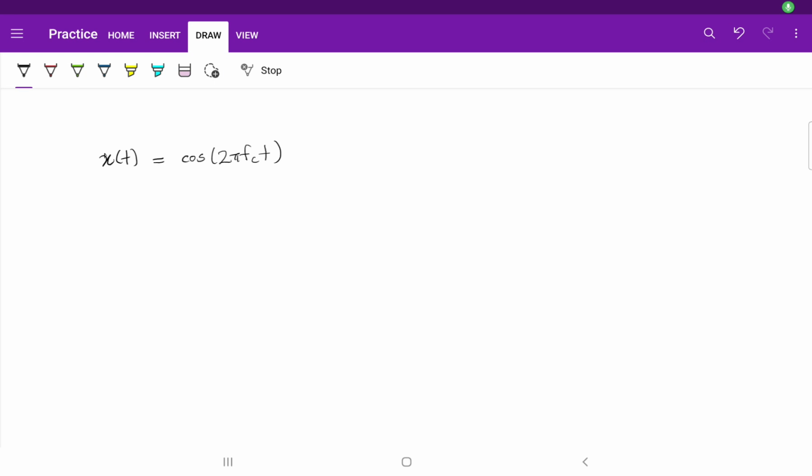In this video we are learning about the Fourier transformation, and today we are going to learn how to find the Fourier transform of a cos time domain graph. So here, as you can see, x(t) is equal to cos 2 pi fc t, and now we are going to use the Fourier transform equation to change from the time domain to the frequency domain.